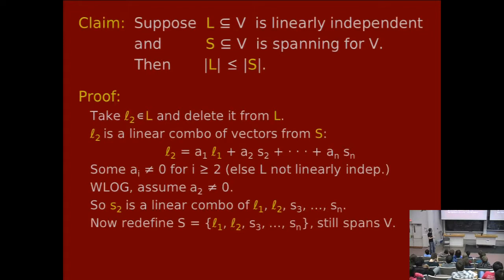So again, whereas before S was L1, S2, S3, up to Sn, we've just shown that S2 is some linear combination of L1 and L2, and S3 through Sn. So instead of using S2, we can use L2. And we'll still span all of V. We're almost done, but any questions to this point? This is like the most painful part of the lecture.